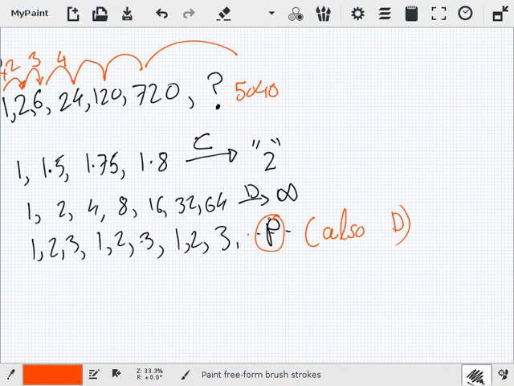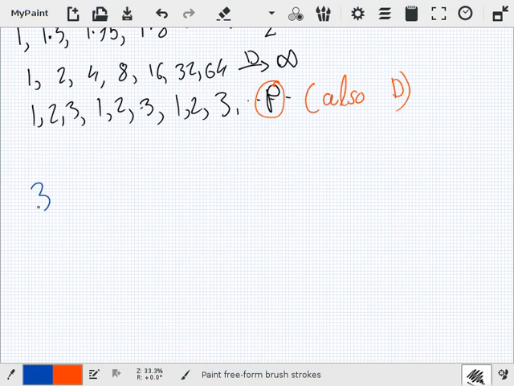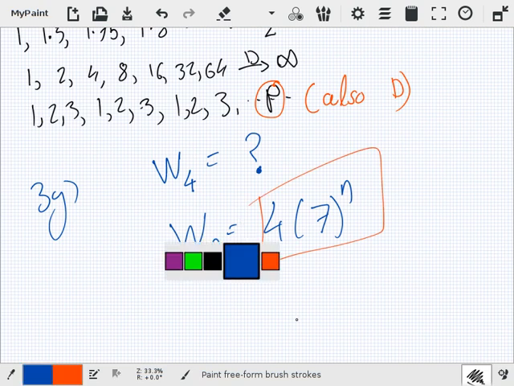Now, I know you haven't done this, Siba, but I wonder if you have an idea, if you've seen it before. Here I say, find W4, and I give you the formula Wn equals 4 times 7 power n. So I want to know what is the fourth term, and I give you this formula. So any ideas on how I'd get this? Siba, just wondering, because I know you haven't seen it yet, but I just wondered if you've seen it before.